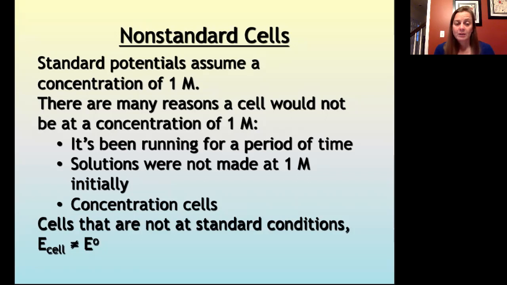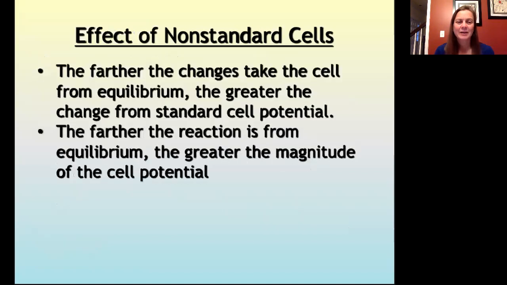We're also going to talk about something called a concentration cell, where the solutions are deliberately made at different concentrations in order to cause a voltage to flow where it might not otherwise. So when cells are not at standard conditions, the cell potential does not equal the standard cell potential. And we're back to that little naught notation, so remember to pay attention to whether we have the naught or not. All right, so let's talk about non-standard cells.